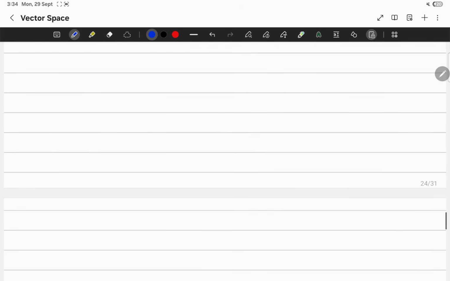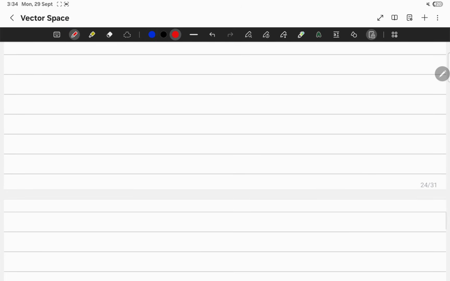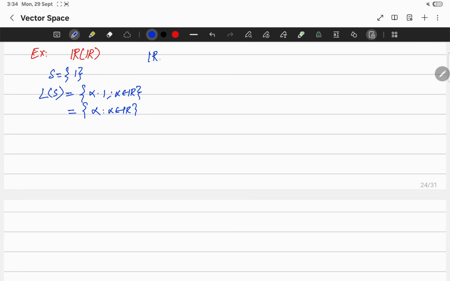Okay, for example, if you have the vector space R over R, and you take the set S equal to {1}, the linear span of S will be alpha times 1, where alpha is any real number, so it is the same as alpha. If you take the definition of a real number, x is a real number, so it is the same, so it spans your whole R.